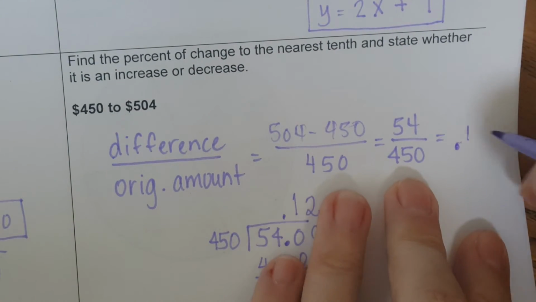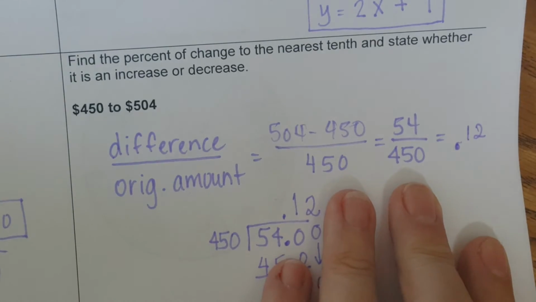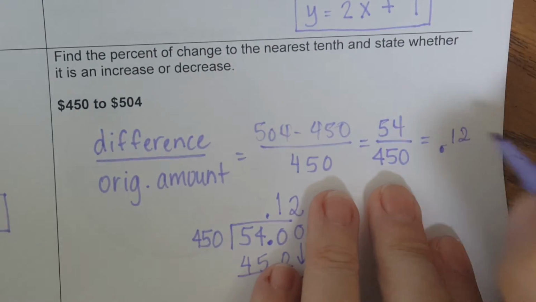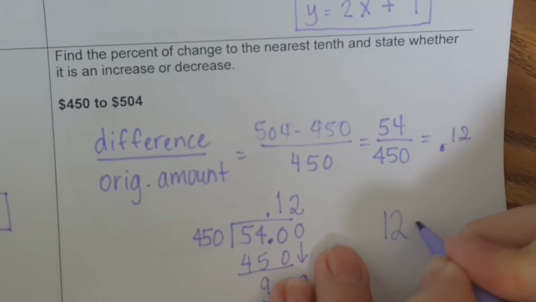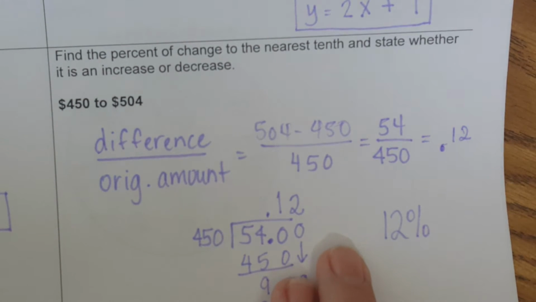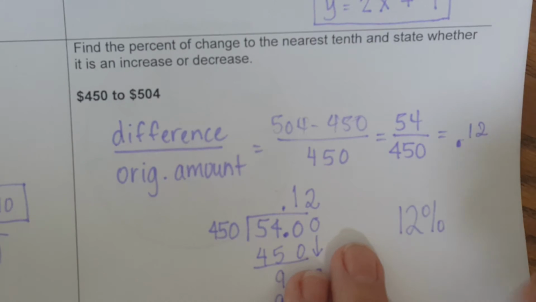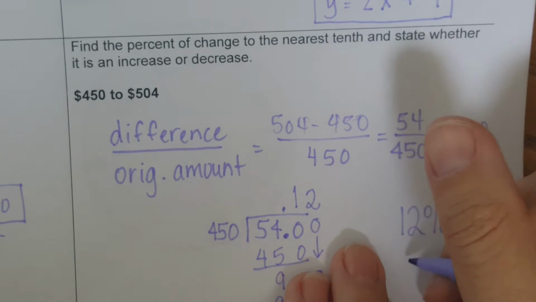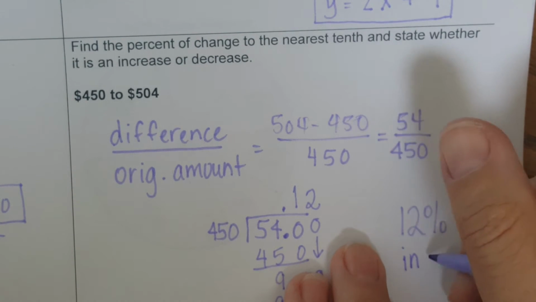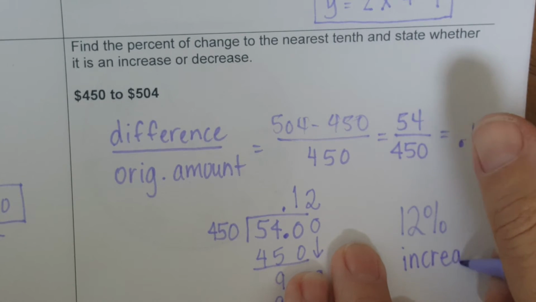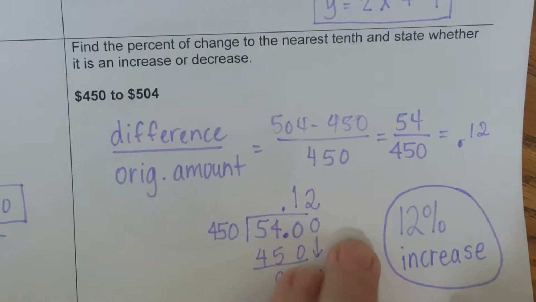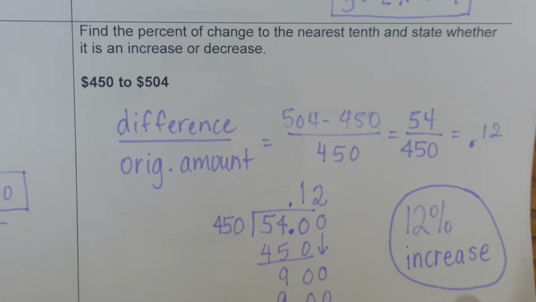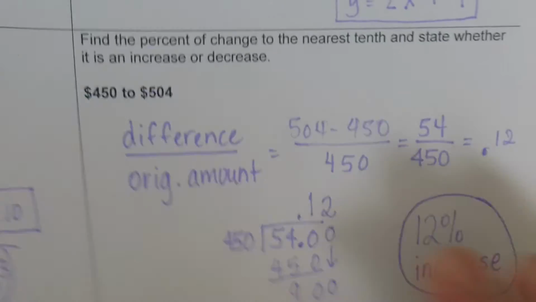To convert a decimal to a percent, we have to move that decimal over 2 places. So 0.12 is equal to a 12% change. And it's going from 450 to 504. That's going up, so that is an increase. So the answer to this is a 12% increase. Circle up my answer, and I'm good to go to the next question. All right.